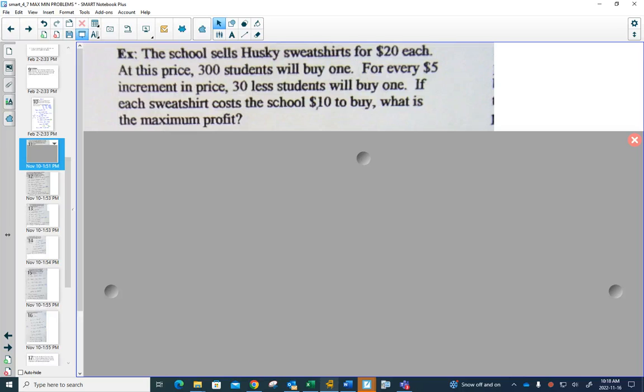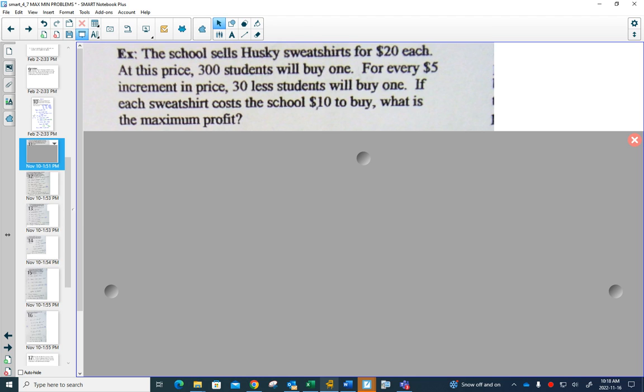This is very similar to the last question, but the last question, I hope you understand that profit is the difference between how much you sold something for and how much it cost you to buy it. The school, when they sell something for $20, they don't make $20. A business only makes the difference of what they bought it for compared to what they sold it for. So in this question, it's saying that these sweatshirts were $20, but it cost the school $10 to buy.